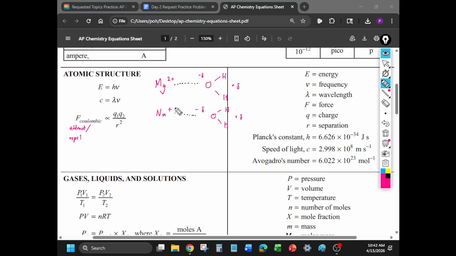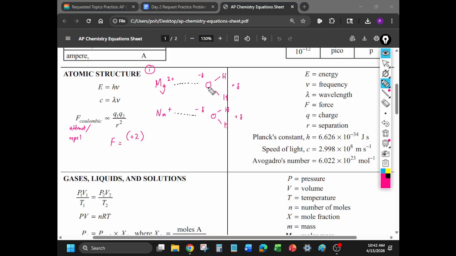So Q1 is the charge of one of the bodies. Let's start with the Mg one. So let's start with this one first. So Q1, let's say that it's the charge of Mg. What's the charge on Mg? Yeah, +2, right? So very easily, the force is +2 on the top.